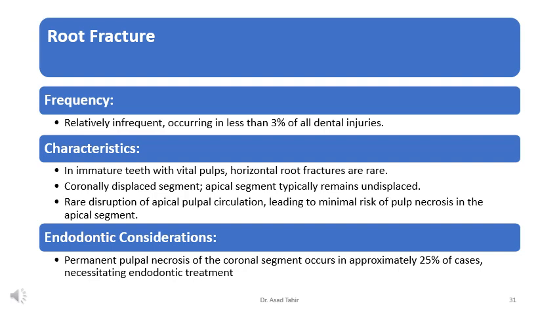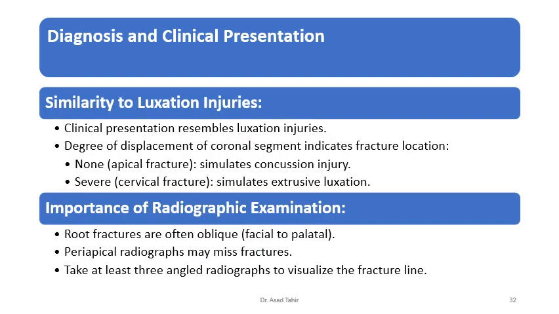Endodontic considerations. Permanent pulpal necrosis of the coronal segment occurs in approximately 25% of cases, necessitating endodontic treatment. Diagnosis and clinical presentation. Similarity to luxation injuries: clinical presentation resembles luxation injuries. Degree of displacement of coronal segment indicates fracture location. None: apical fracture, simulates concussion injury. Severe: cervical fracture, simulates extrusive luxation.